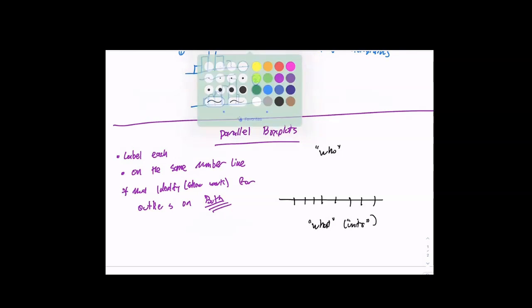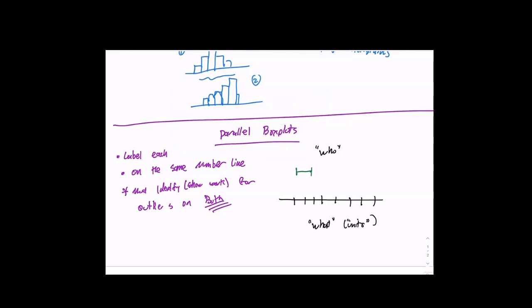And so when we draw them, we'll find the 5-number summary, and we would say something like, this is females, and then we would do it for the other population.